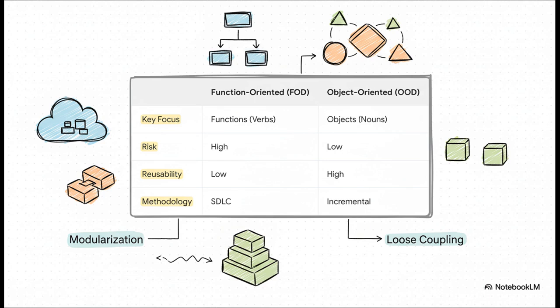On the other side, we have object-oriented design, or OOD. This focuses on the nouns, the things. You model your system around real-world objects, like a student or a course. And each object holds its own data and behavior. As you can see in the table, OOD generally leads to systems that are less risky and way more reusable because that data is protected inside the objects. But hey, FOD can still be a really simple and effective approach for smaller, more procedural kinds of tasks.